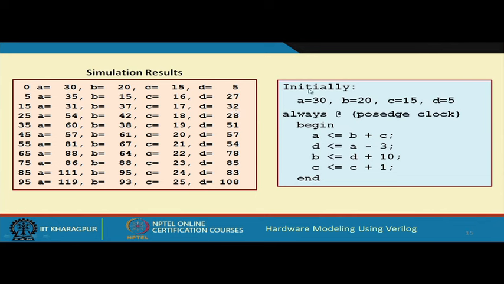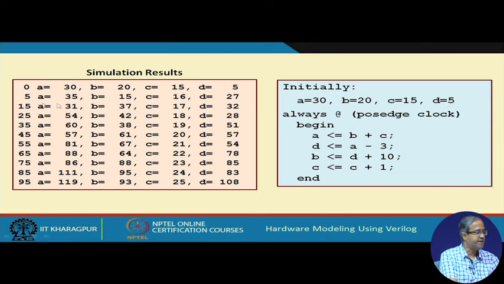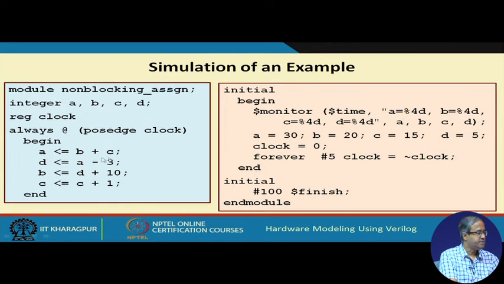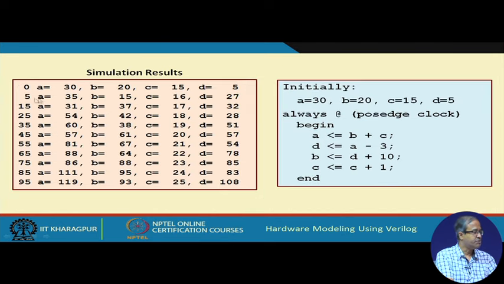I have shown this side by side for convenience. Initially A is 30, B 20, C 15, D 5, that is the first value which is printed at time t equal to 0. Then, the positive edge of the clock is coming after time 5. Clock was 0, so after time 5 the first clock edge comes. So, at time 5 the first change will take place.